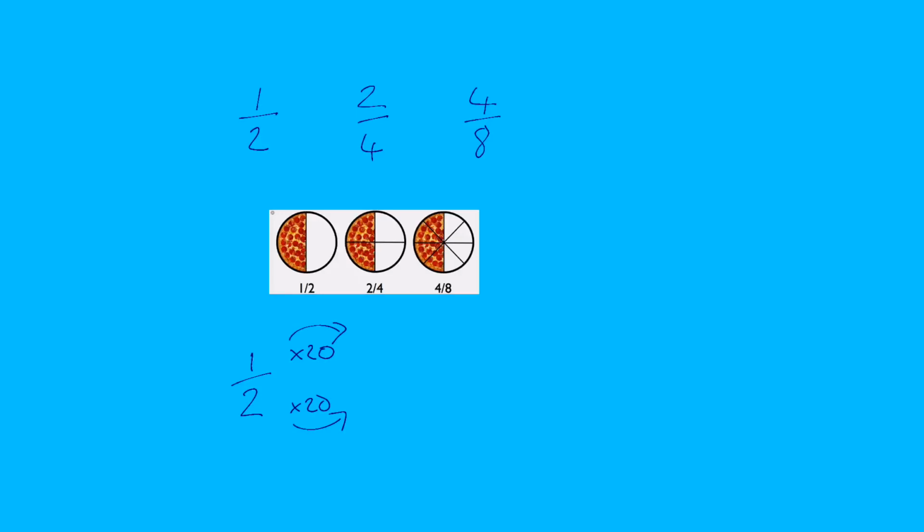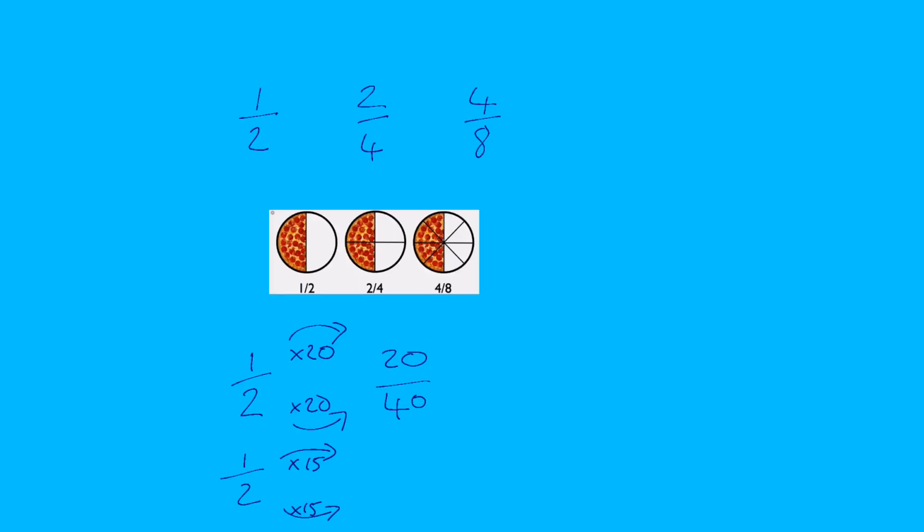So 1 times 20 is 20, and 2 times 20 is 40. So here we have 20/40, which is the exact same value as 1/2. It is just an equivalent fraction.